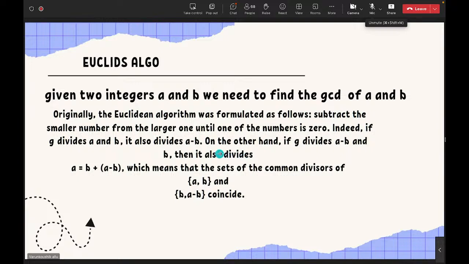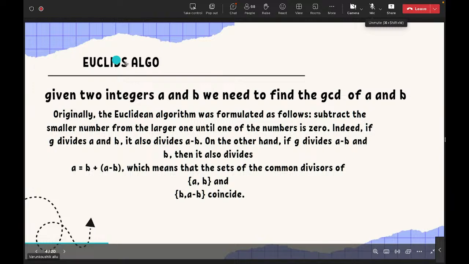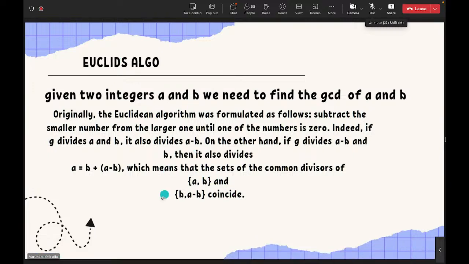So what it finally comes down to is that if A and B have the common divisor G, then B and A minus B also have the common divisor G. So this is the fundamental idea behind Euclid's algorithm. But we cannot keep on subtracting B every time like that.